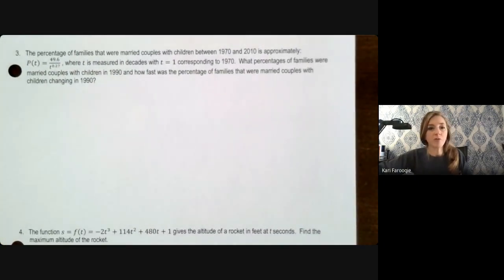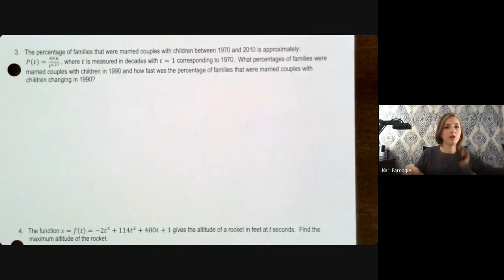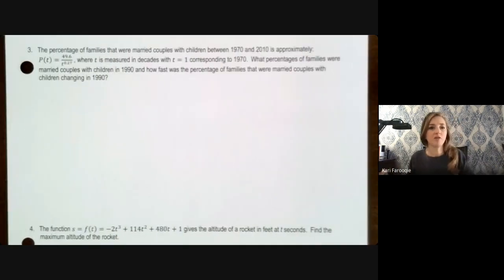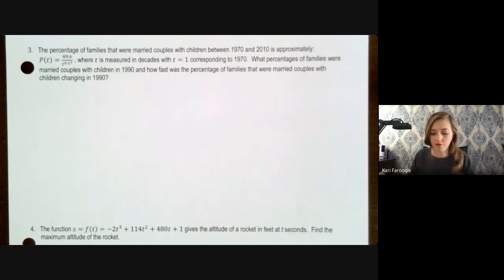The percentage of families that were married couples with children between 1970 and 2010 is approximately P of T equals 49.6 divided by T to the 0.27. We're going to rewrite that in a second, where T is measured in decades with T equals 1 corresponding to 1970. What percentage of families were married couples with children in 1990, and how fast was the percentage of families that were married couples changing in 1990?